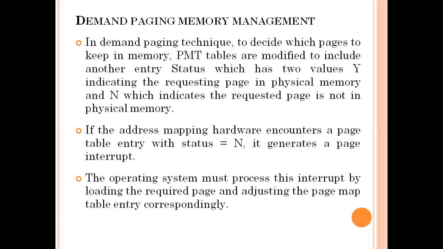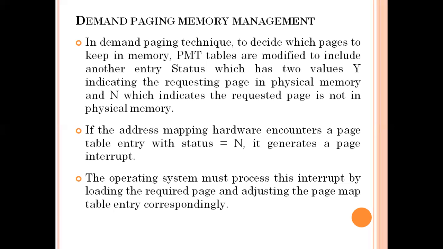For this purpose, we need to modify the page map table of the paging technique. In the demand paging technique, to decide which page is to be kept in the memory, the page map table is modified. In the case of the paging memory management technique, the page map table has only two columns. The first column indicates the page number and the second column indicates the corresponding page is loaded into, or mapped into, which block.